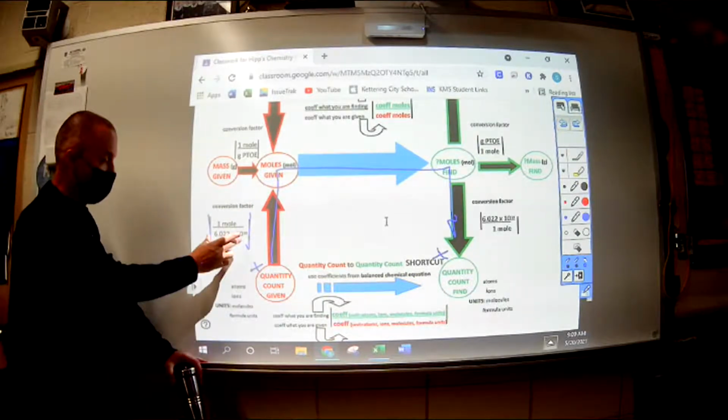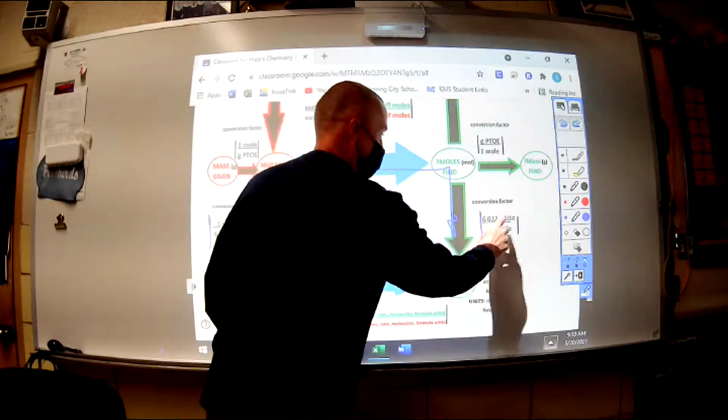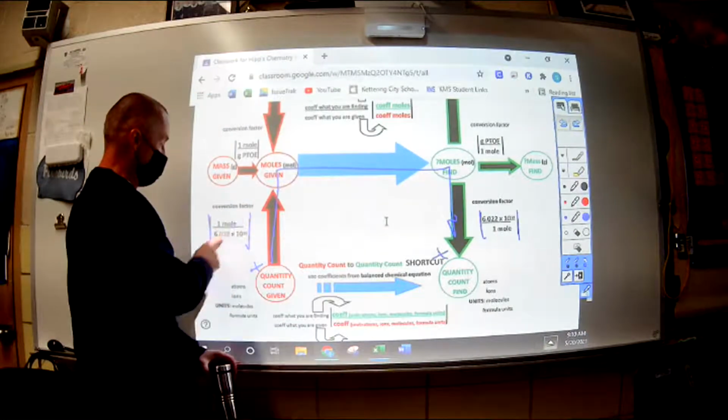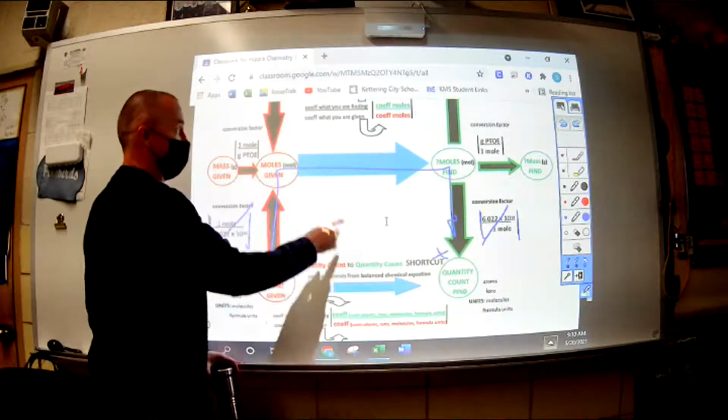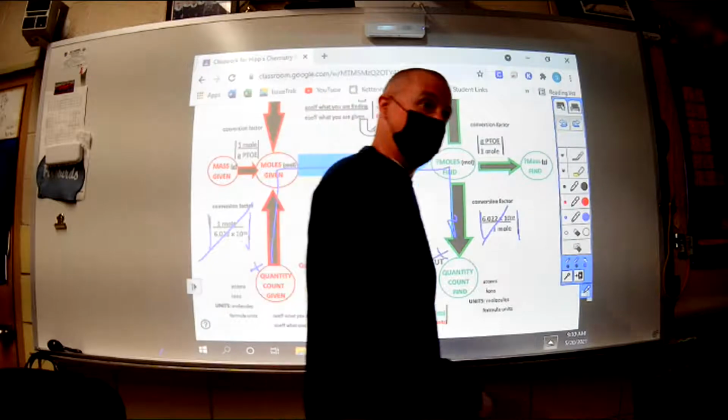When we go up, we're dividing by 6.02 times 10 to the 23rd. When we come back down, we're multiplying. So obviously, those two would cancel out, and we could just use the coefficients again. It's fantastic, really.